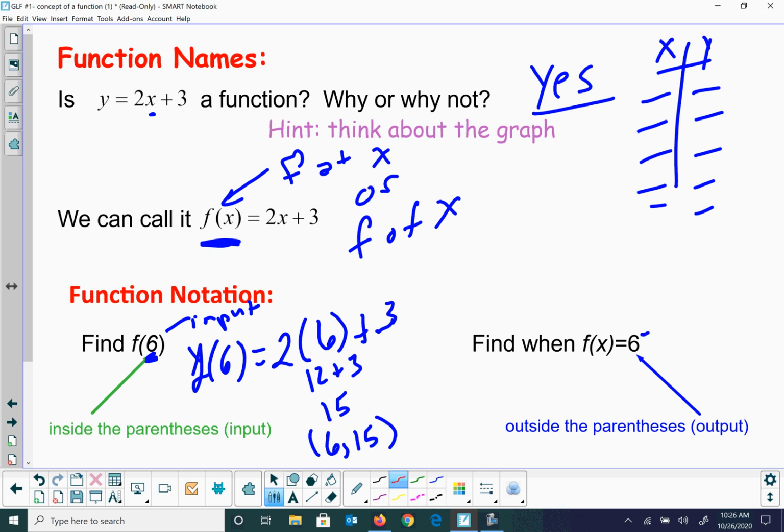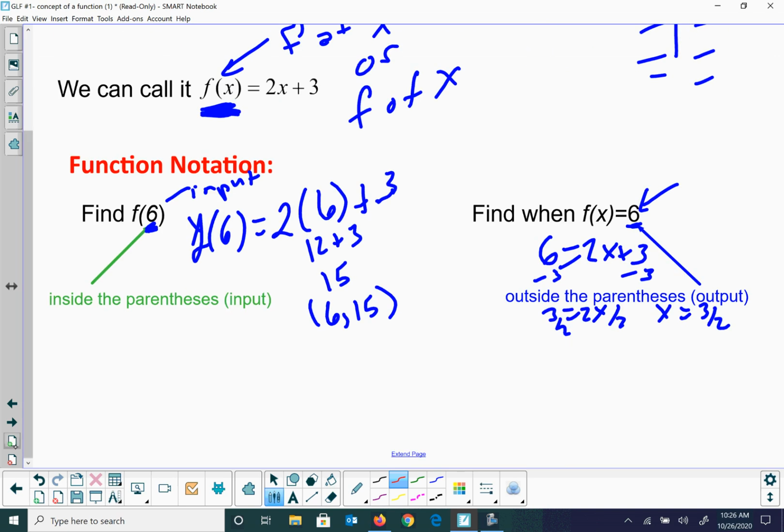If I have the value outside, that means we need to solve it. So I'm going to plug this in for f at x, right there. So I get 6 equals 2x plus 3. Then I'd subtract 3 from both sides, so that's 3 equals 2x. Divide by 2, so I'd get an x value of 3 over 2. And again, leave it as a reduced fraction. Okay, make sure you have these down when we work these two.